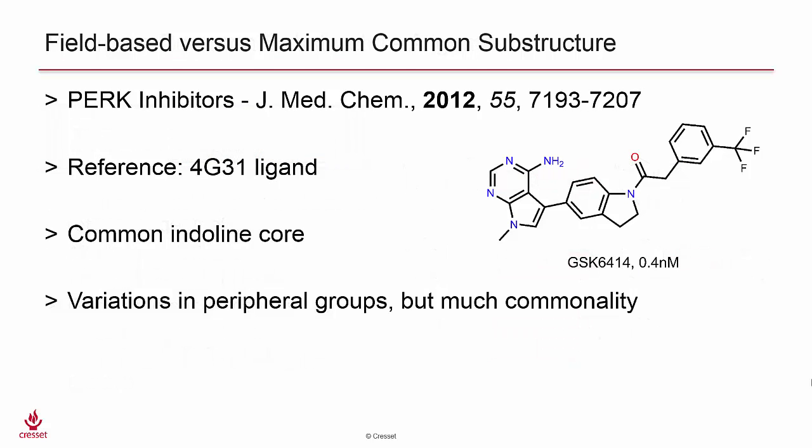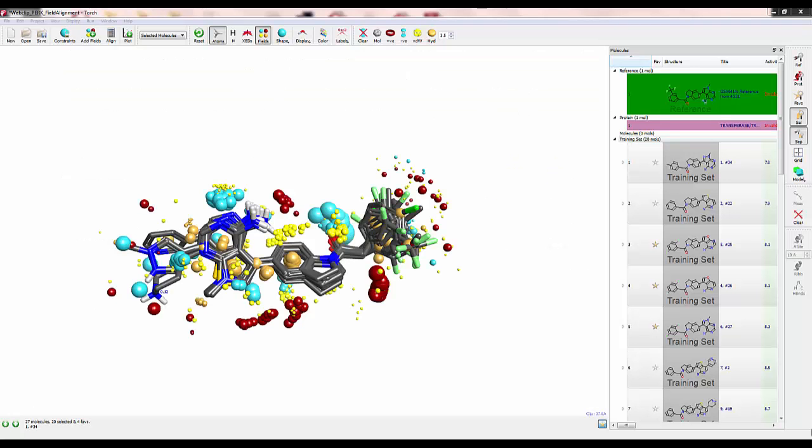To examine how an alignment is affected by the MCS options, we will look at a small set of PERK inhibitors that were published in 2012, and these have a common indolene core. The peripheral groups have some variation, but also much commonality in their structures. Let's open this dataset in Torch. In this file, we have the set of structures aligned to the ligand from 4G31 in our usual Cresset alignment method using 50% fields and 50% shape.